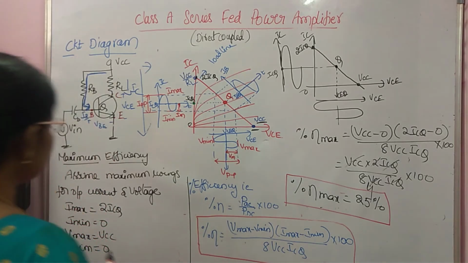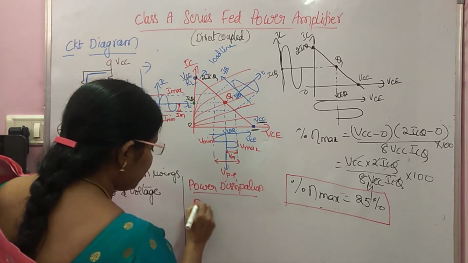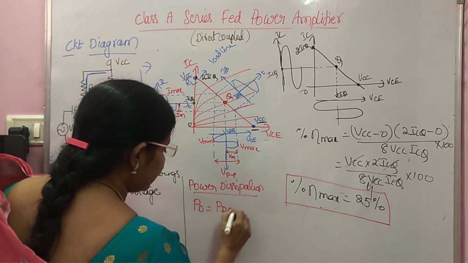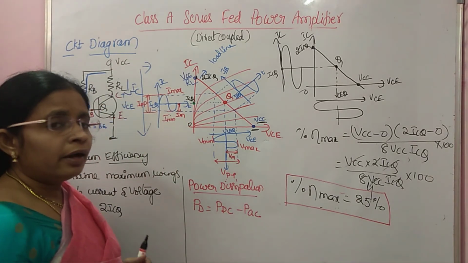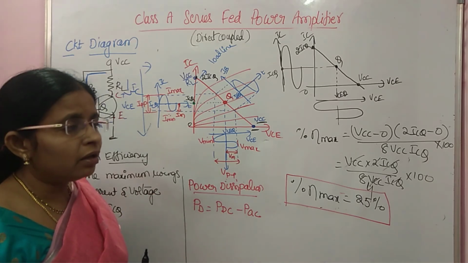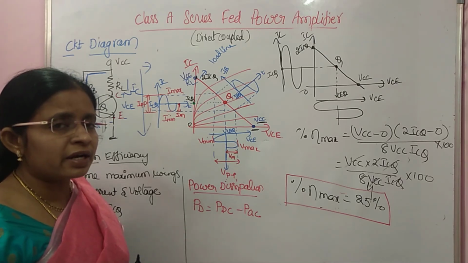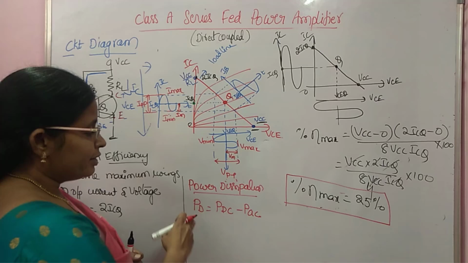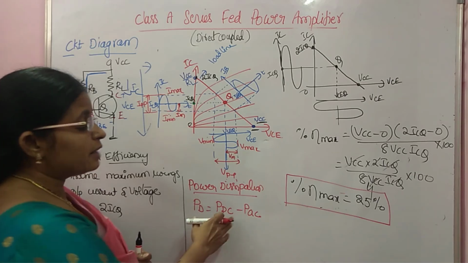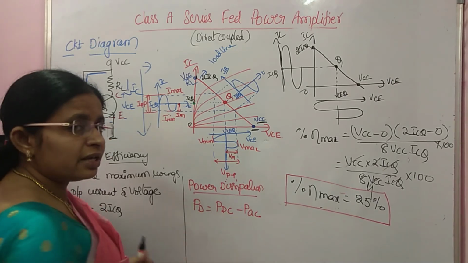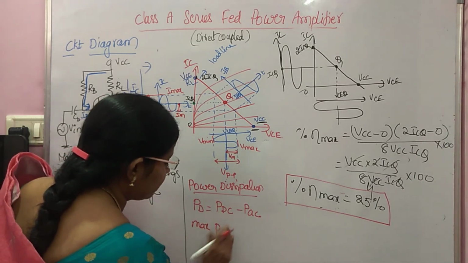The next thing is power dissipation. The power dissipated PD is PDC minus PAC. As I explained here, we have 4 parts of DC power, but only 1 part gets converted into AC power, which means the 3 parts of DC power get dissipated in the form of heat. So you get the dissipated power, or wasted power, just by subtracting AC output power from DC input power.